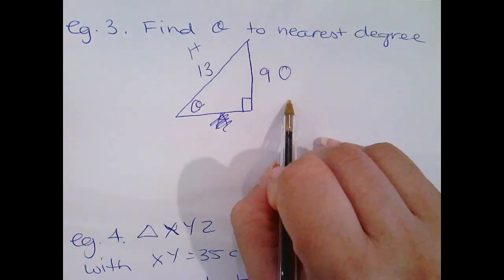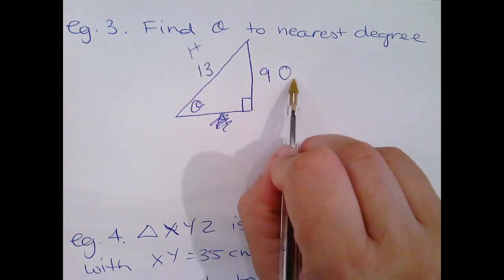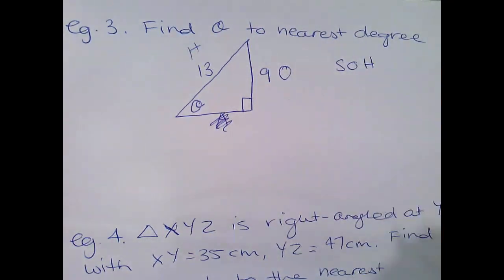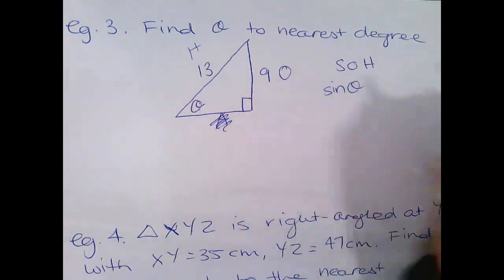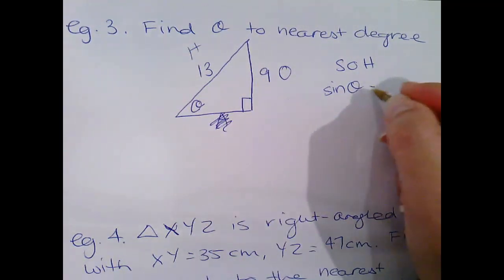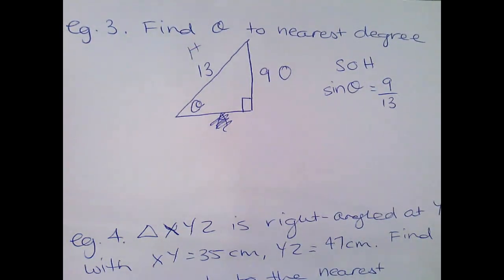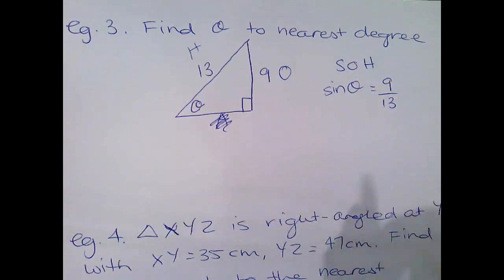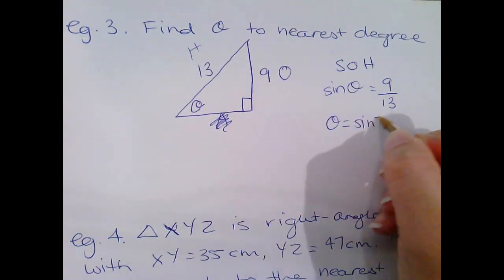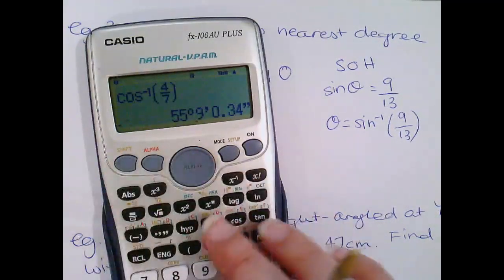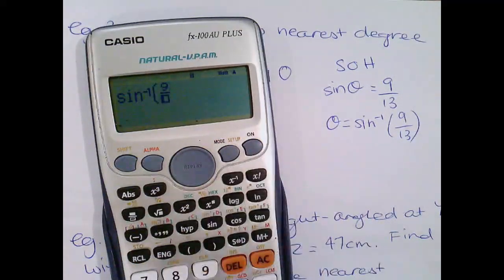Now remembering SOH CAH TOA, SOH CAH TOA. Which one has O and H in it? That would be SOH. So sine of the angle is opposite over hypotenuse. So 9 over 13. So sine of the angle is 9 over 13. We want to find the angle, so we're going to do inverse sine. So sine inverse of 9 on 13. So shift sine 9 over 13, closing the bracket.